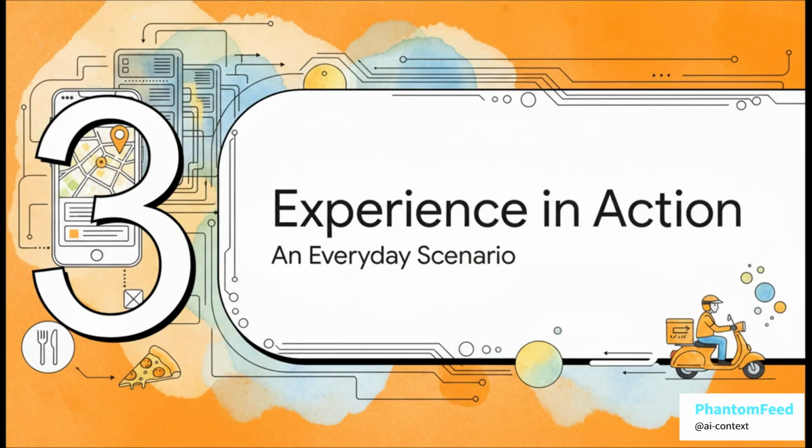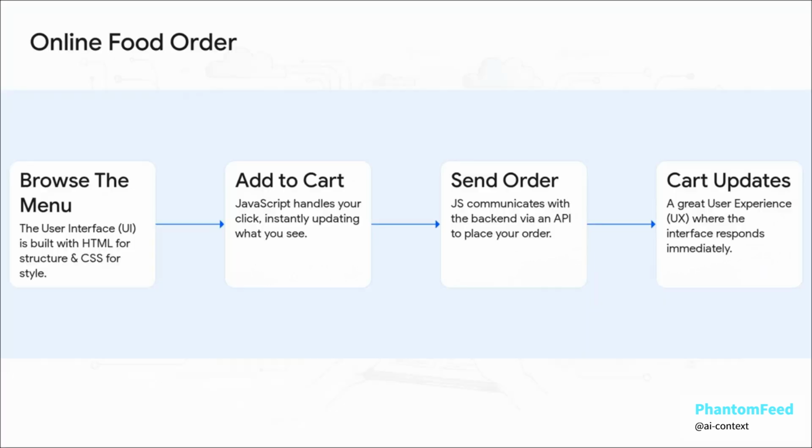All right, theory is great, but let's see how these 3 powerhouses, HTML, CSS, and JavaScript, actually work together in a real-time scenario you have definitely done 100 times, ordering food online. So check this out. That menu you're scrolling through, that whole layout, the pictures, the prices, that's the user interface, or UI. It's built with HTML, giving it structure, and CSS, making it look delicious.